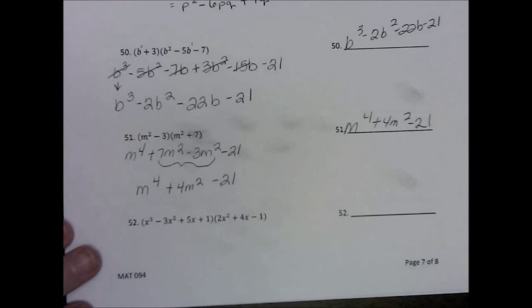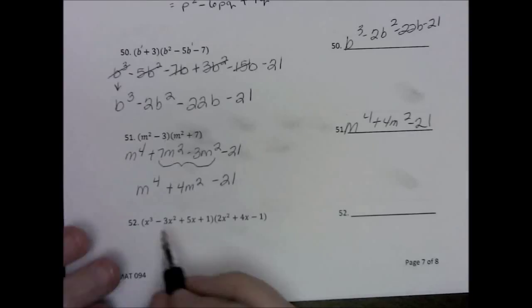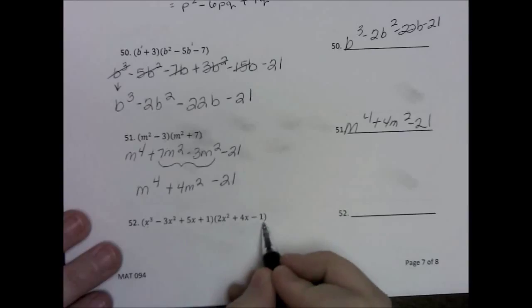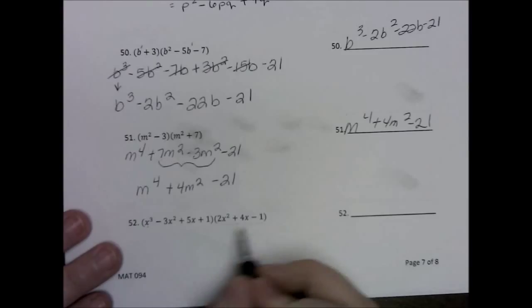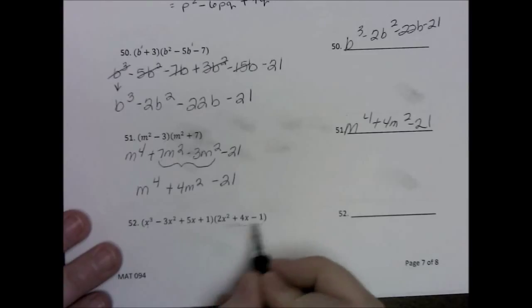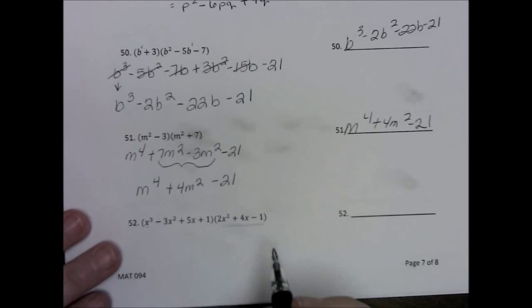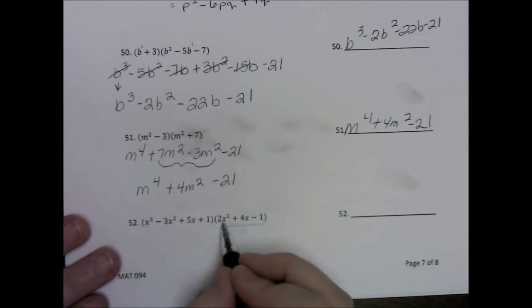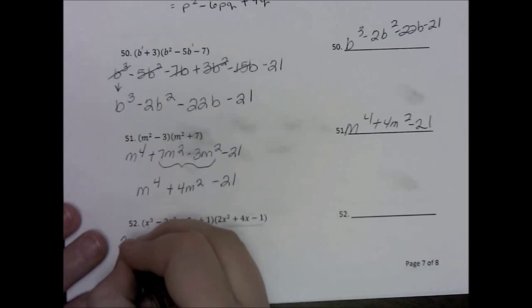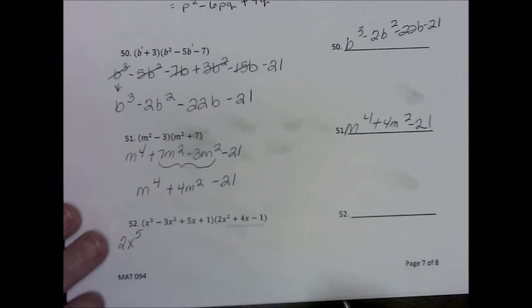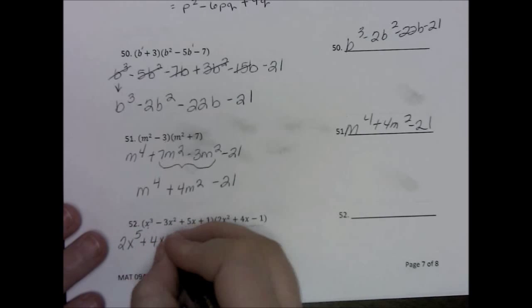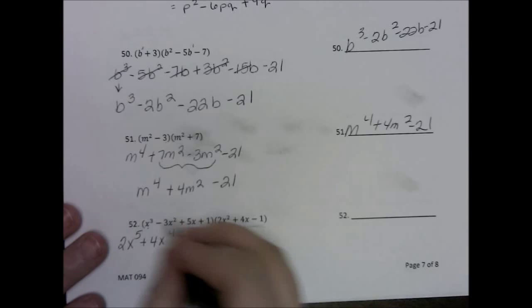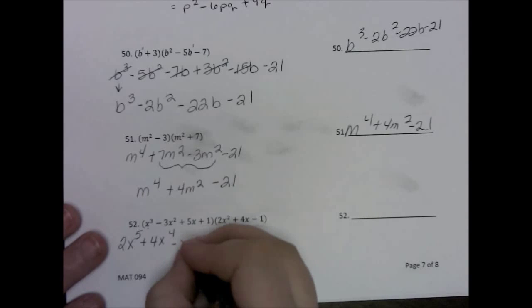Now we're going to look at number 52. Number 52 is quite a beast. So what we're going to do is multiply our x to the 3rd times everything in this parentheses, our negative 3x squared times everything in this set of parentheses, our 5x times everything in here, and then our 1 times everything in here. So x to the 3rd times 2x squared is 2x to the 5th. x to the 3rd times 4x is 4x to the 4th. x to the 3rd times negative 1 is negative x to the 3rd.